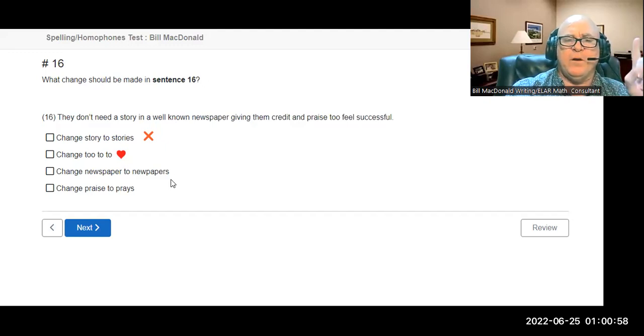Change newspaper, singular, to newspapers, plural. Since it was a newspaper, I know that I can't have more than one.